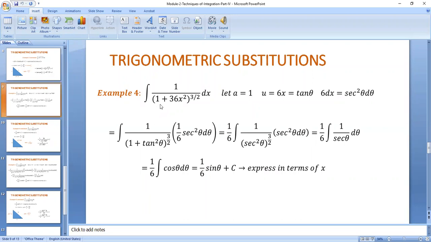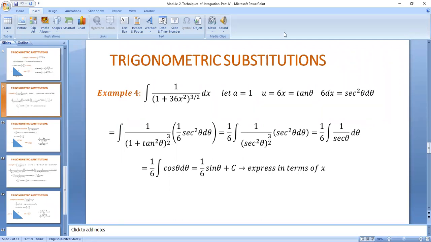You have this. 1 over the quantity 1 plus 36x squared raised to 3 halves dx. Now, we cannot use the usual rationalizing substitution because of this here, the 36x squared. In rationalizing substitution class, the degree of the function that is raised to the nth root is only 1, meaning the variable has only an exponent equal to 1. In this case, we can't use it in here because it's now 2, or it's 36x squared.